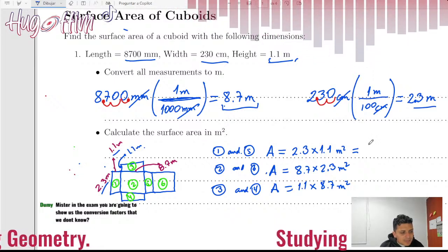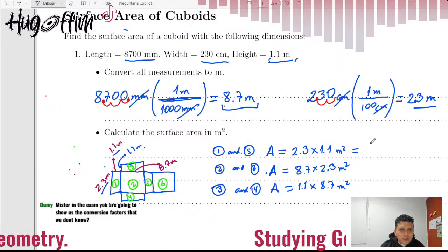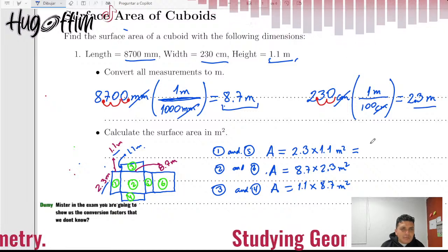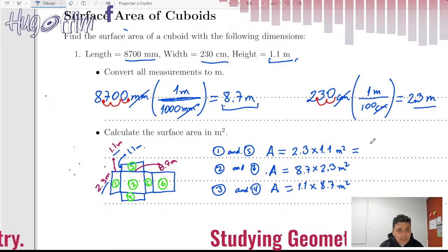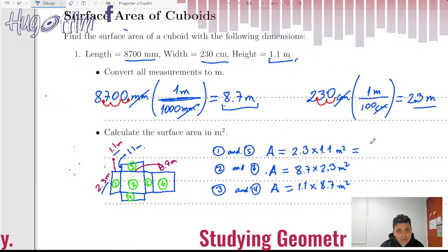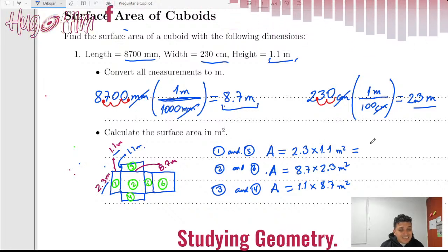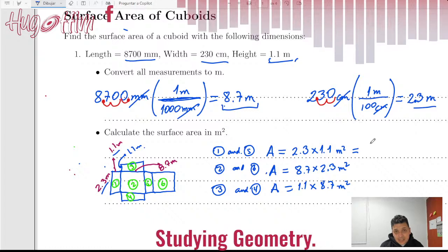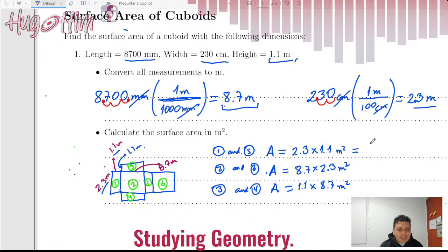Okay, they're asking me if in the exam I'm going to show conversion factors. Not the usual conversion factors. So in an exam you must know that 100 centimeters is 1 meter, that 1000 millimeters is 1 meter, that 1000 meters is 1 kilometer, that 10,000 square meters is a hectare, things like this. Now more difficult conversion factors may be given in an exam.